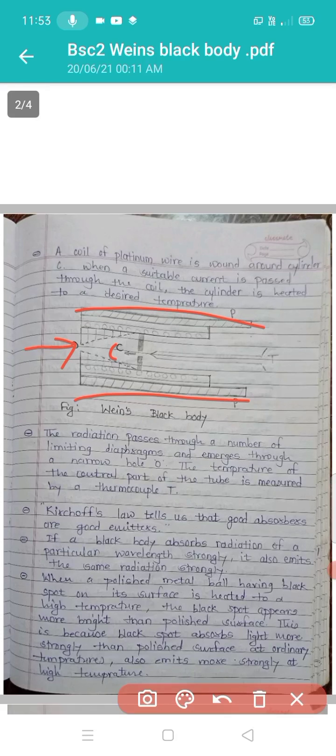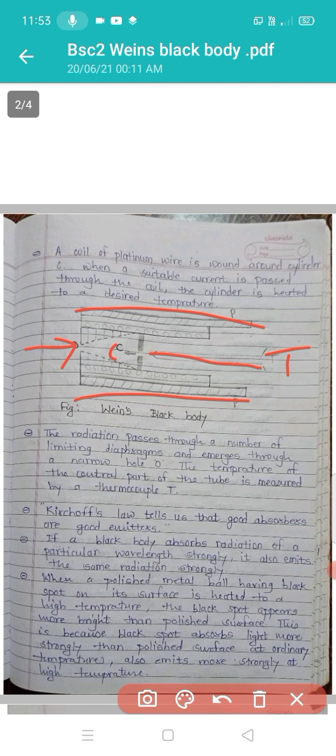The temperature of the central part of the tube is measured by a thermocouple. There is a thermocouple which measures the temperature of the central part. This is the thermocouple which is used to measure the temperature of the central part. This is the construction of Wien's black body.